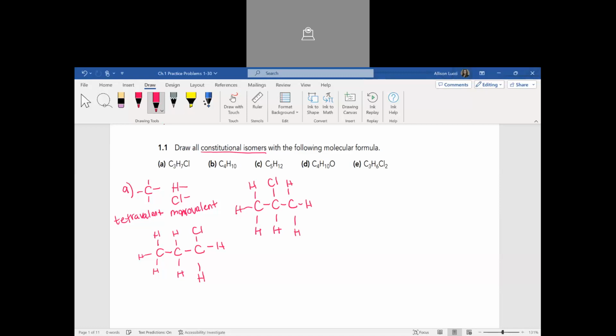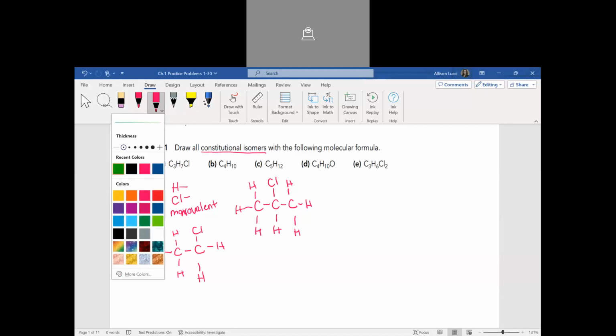So I can try to figure out where else I could place that chlorine, because that's really the only difference between one constitutional isomer and the other in this C3H7Cl molecular formula. If I try, I would find that no matter where I place the chlorine, it would be a mirror image of one of these 2 isomers already, whether through bond rotation or rotation of the molecule itself. So that's it for A.